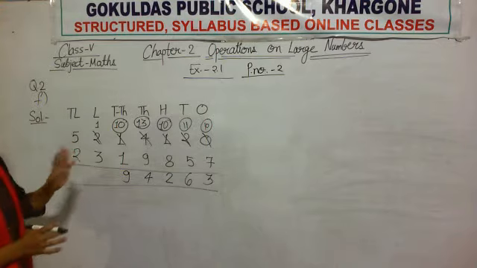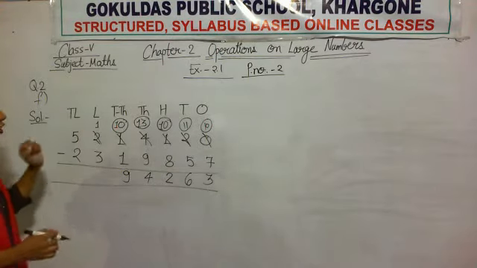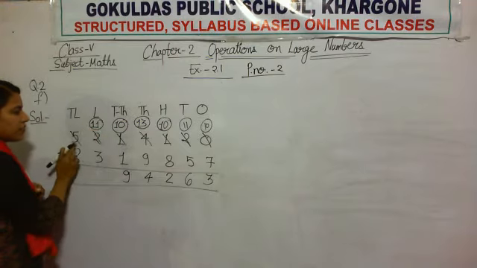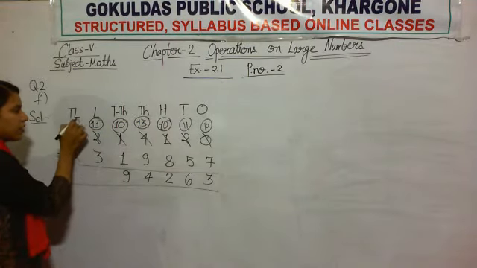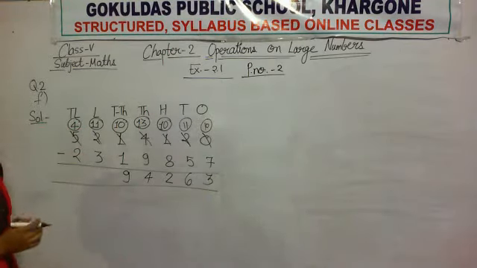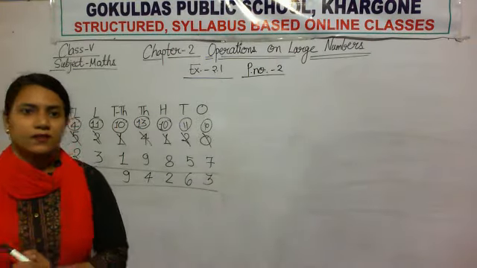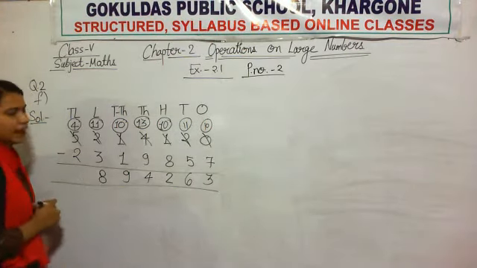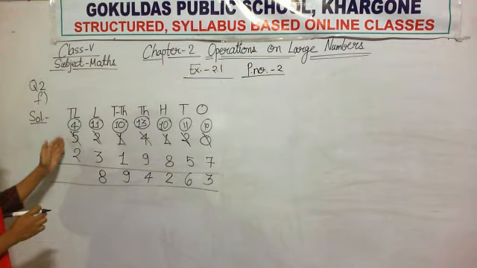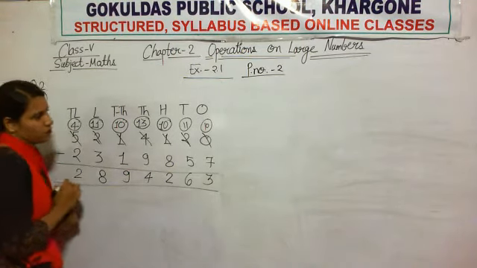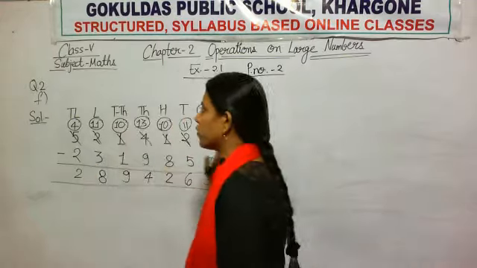1 minus 3. You cannot subtract 3 from the 1. So what do you have to do? You have to take the borrow. It becomes 11 when you take borrow from here. And here 4 is left. Now solve the next column. 11 minus 3 is 8. Now solve the last column. 4 minus 2. 4 minus 2 is 2. Good. So this is how we do the subtraction.